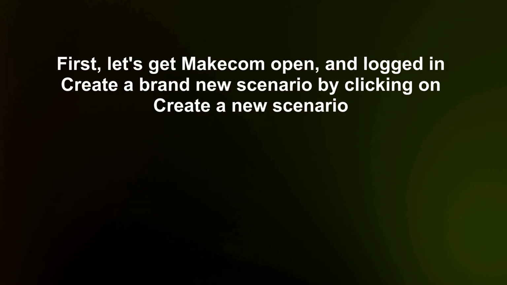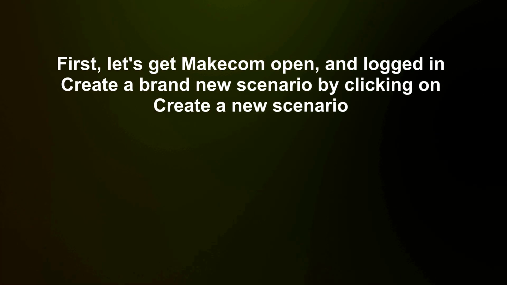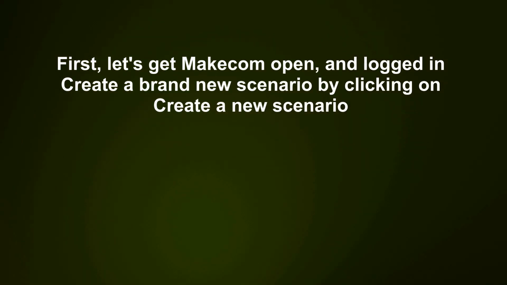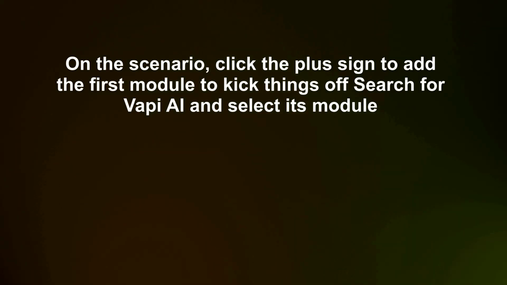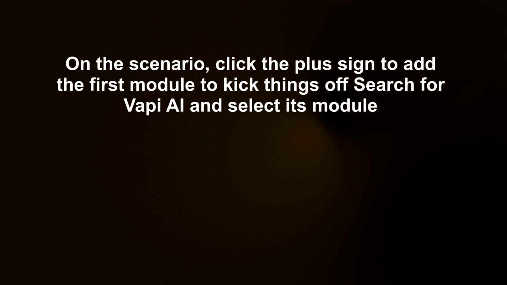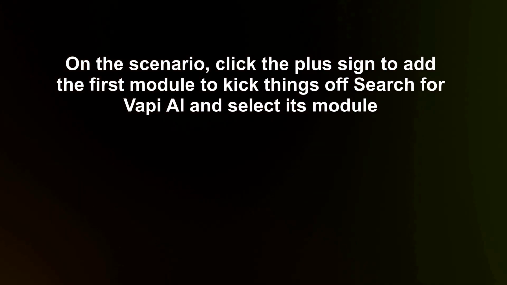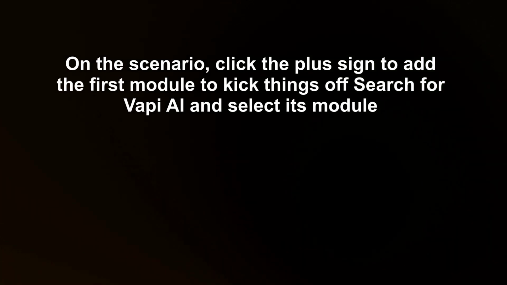First, let's get Make.com open and logged in. Create a brand new scenario by clicking on Create a New Scenario. On the scenario, click the plus sign to add the first module. To kick things off, search for Vapi AI and select its module.